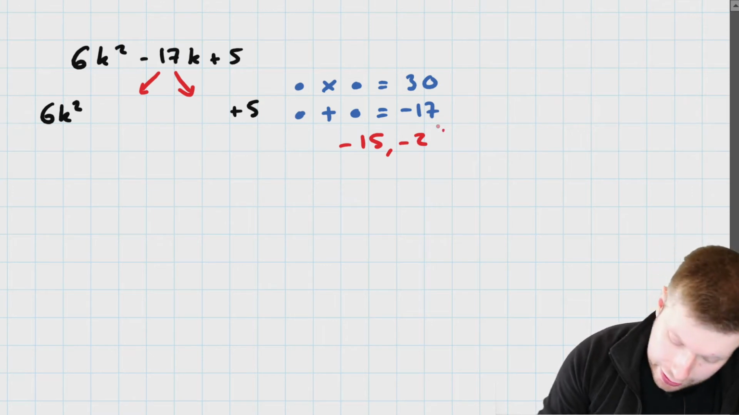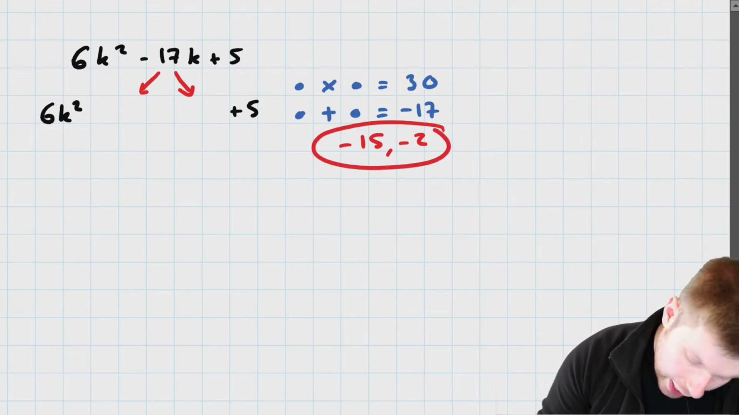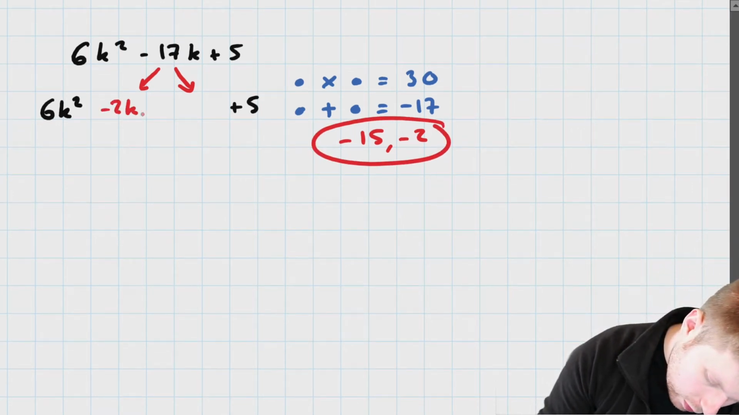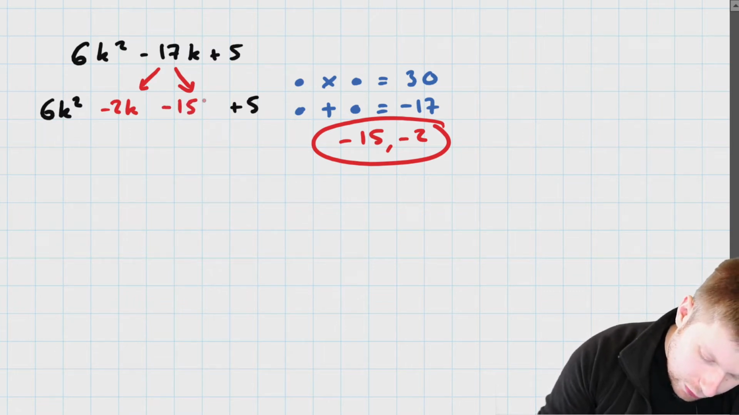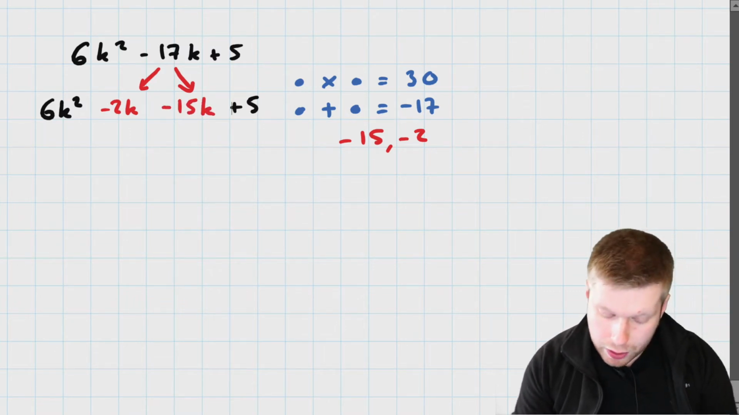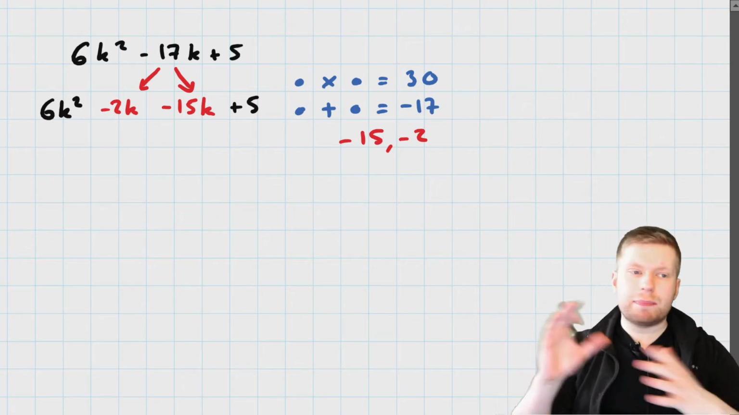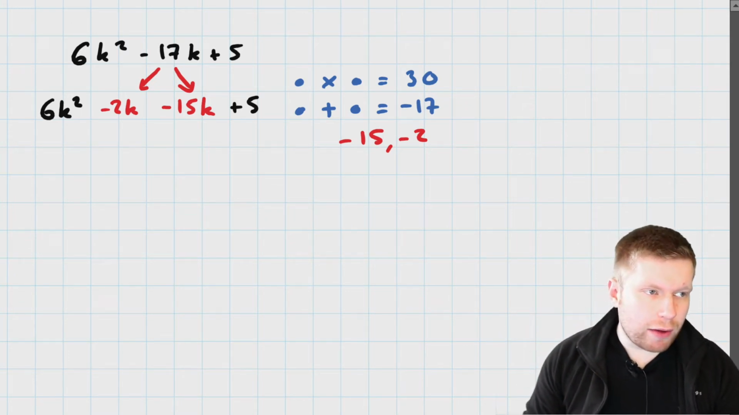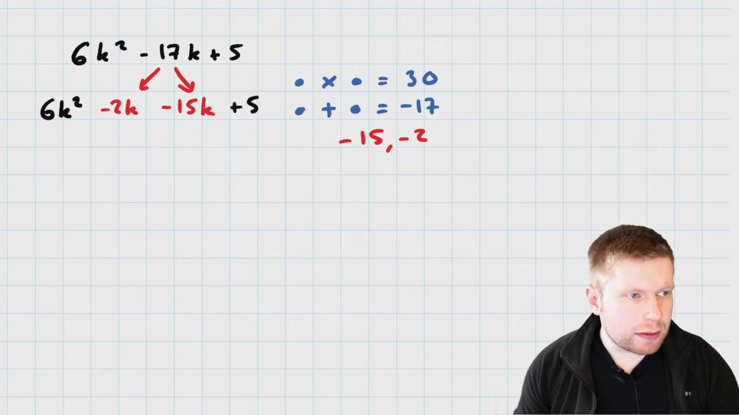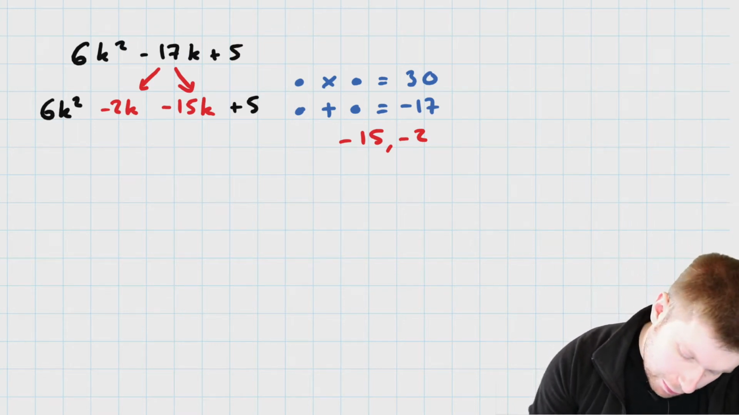Okay, and we're breaking it up into negative 2k and negative 15k. So I've still got negative 17k in the middle. It's just I've broken it up in a different order. Notice it doesn't matter what order they come in. All right, fine. So now I'm looking at this and I'm thinking, I'm going to split it down the middle.